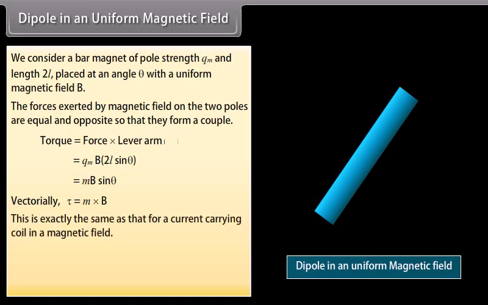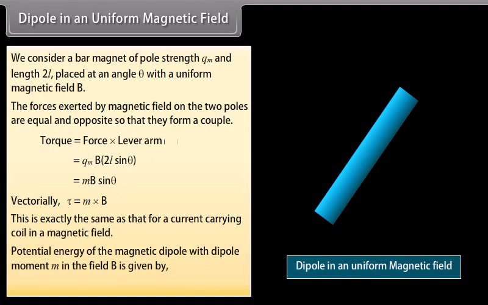This is exactly the same as that of a current-carrying coil in a magnetic field. Potential energy of the magnetic dipole with dipole moment m in the field B is given by negative dot product of m and B.